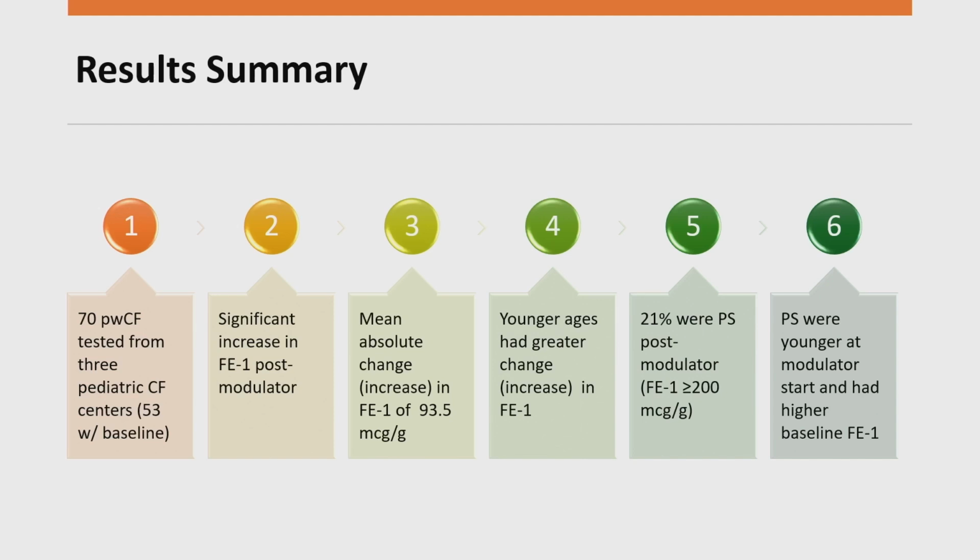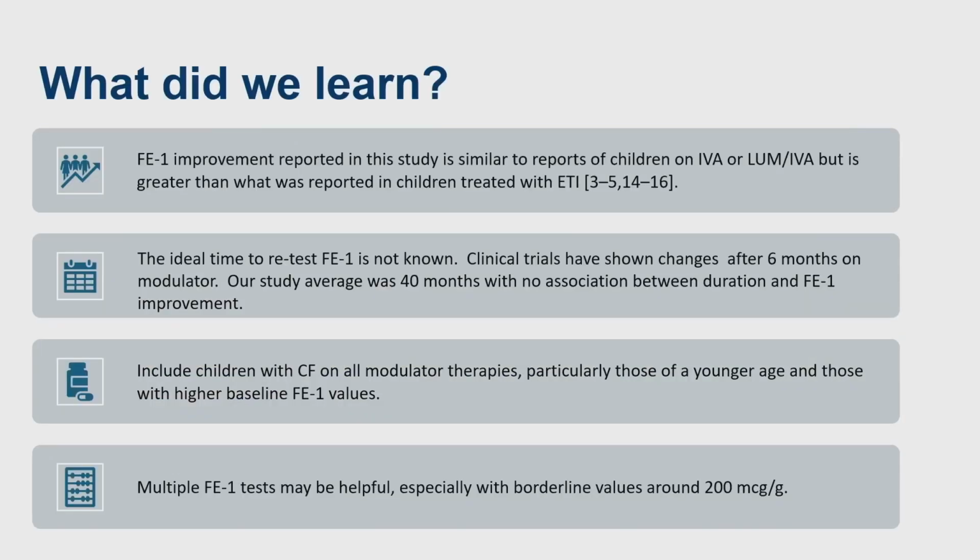So in summary, we had 70 children across 3 pediatric centers, 53 of which had a baseline. We had a significant increase in their elastase value. Their mean absolute change was around 93 micrograms per gram. The younger ages had a greater increase in elastase. We found 21% of the children with the test were pancreatic sufficient with a value greater than 200. And that group of PS patients were younger at the start of their first modulator and had a higher baseline elastase.